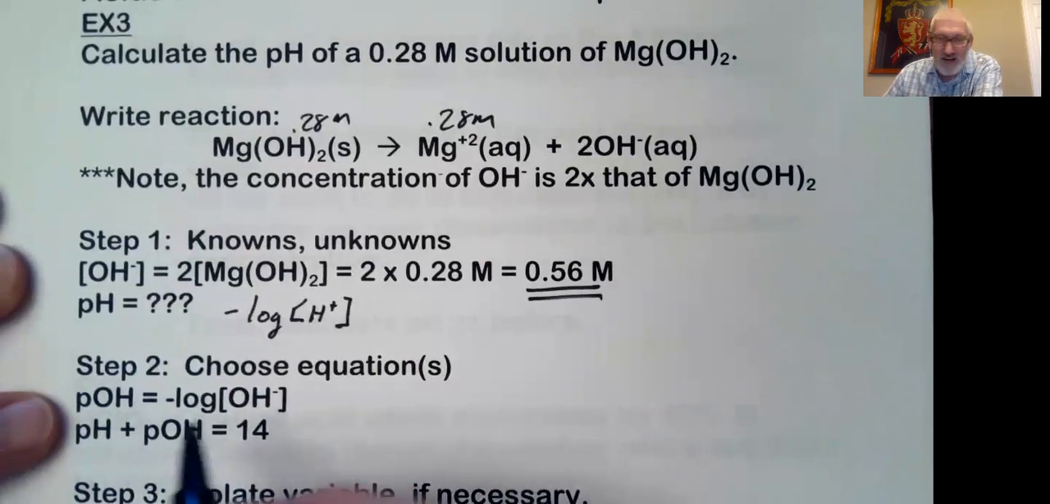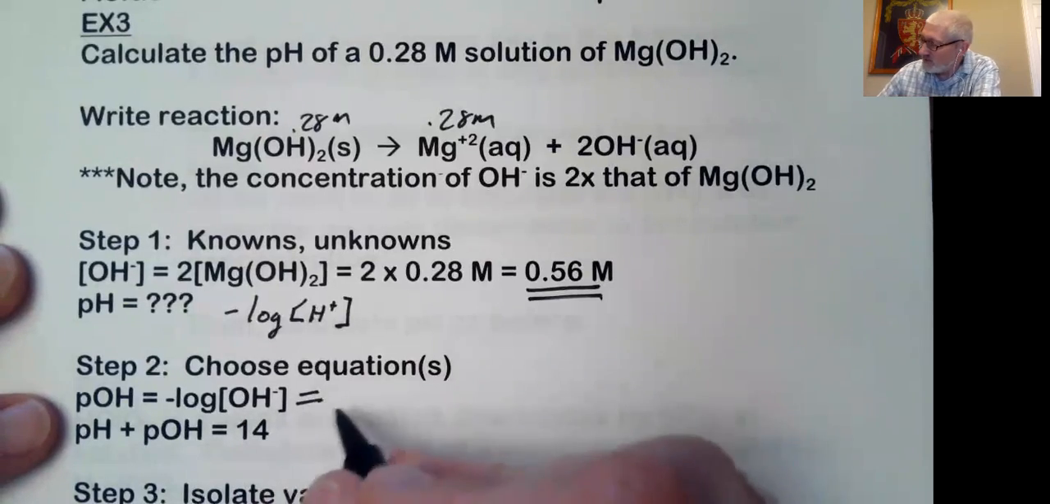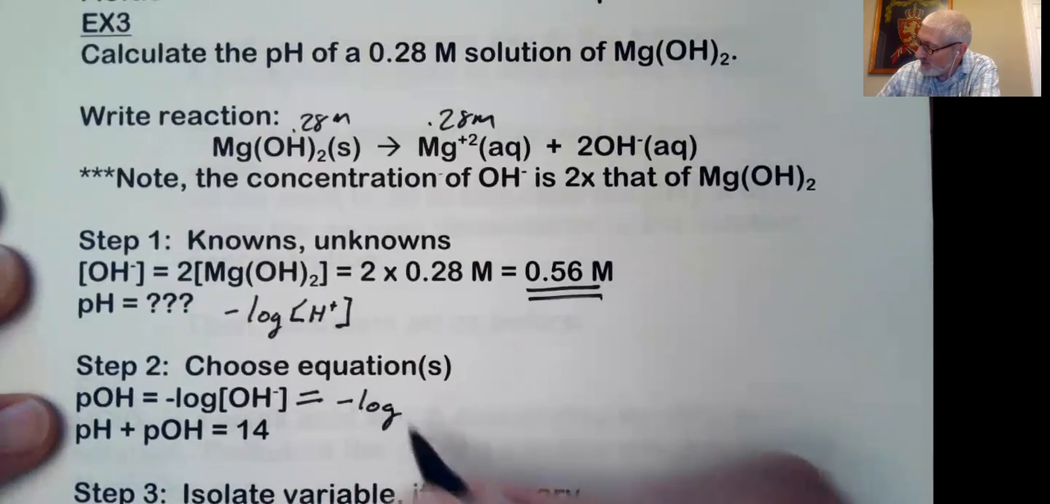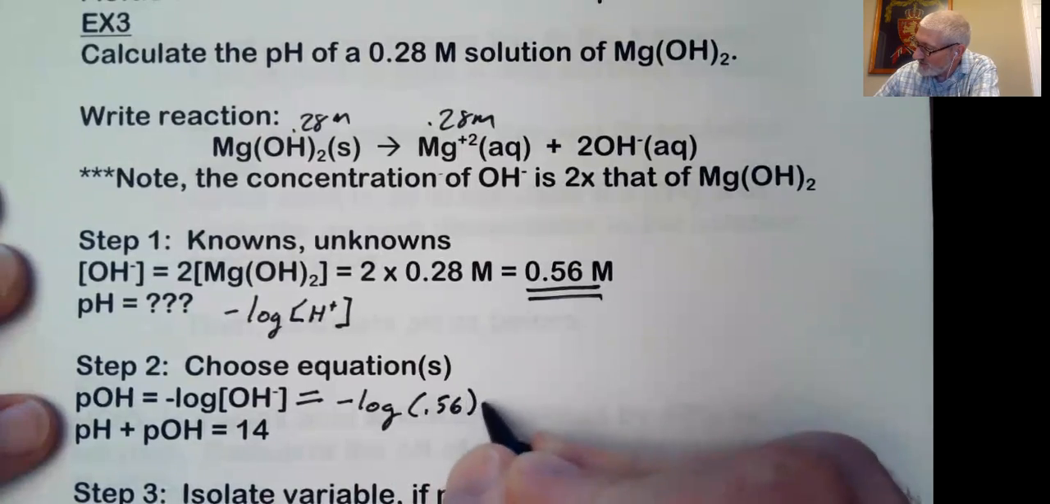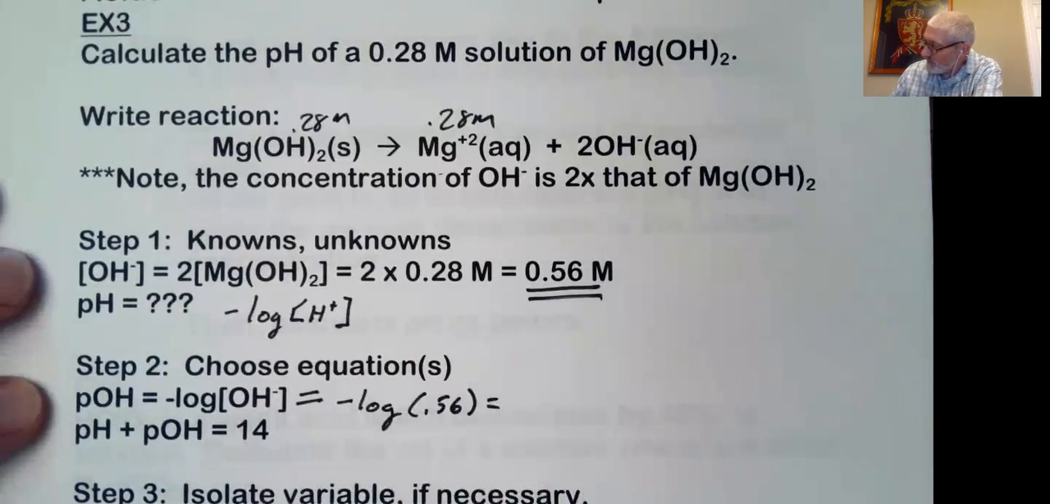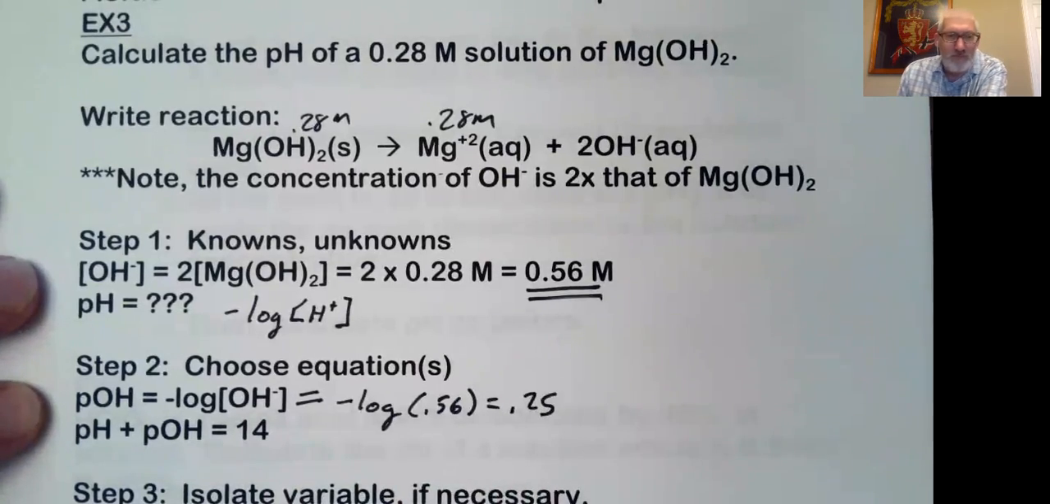Why don't I go ahead and find my pOH first? So I'm going to go ahead and say the pOH is the negative log of 0.56. And I'll throw that in my calculator. And that works out to be 0.25.